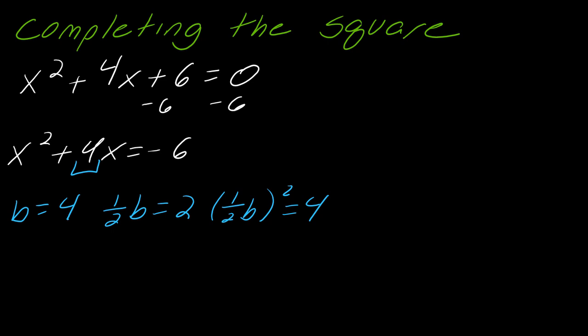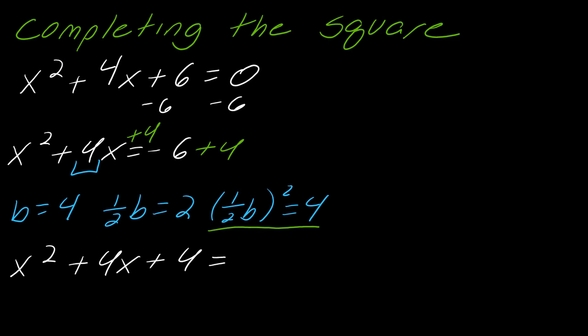These are just the automatic steps that you have to be used to. And the key to this is actually this last part here. After you get that half b squared, you want to add that to both sides so that you keep the balance within the equation. So this turns into x squared plus 4x plus 4 equals negative 6 plus 4, which is negative 2. Now this side here needs to be factored, and it needs to be factored as a perfect square.